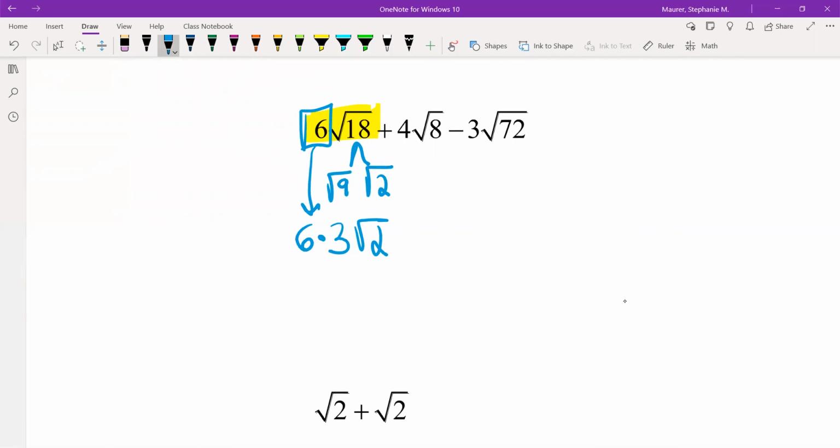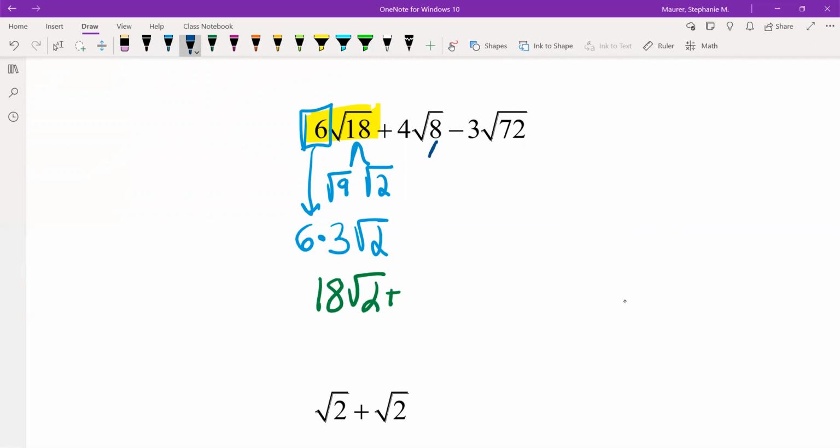The 4 square root of 8, technically that's multiplication. 3 square root of 72, technically that's multiplication between the two. So when I change the 18 to a 3 square root of 2, I then bring down the 6 and make it multiplication, giving me a final reduced version of 18 square root of 2 for the first piece.